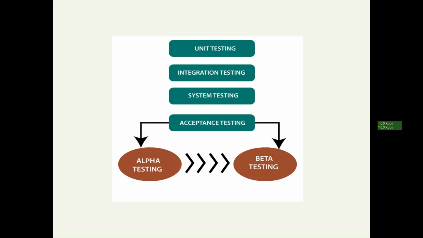Hope you all got the levels of testing. The levels are categorized into five: unit, integration, system testing, system integration testing, and user acceptance testing. User acceptance testing is divided into two: alpha testing and beta testing.